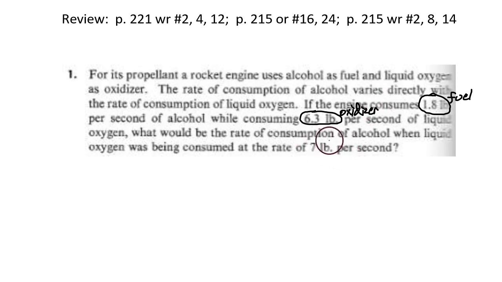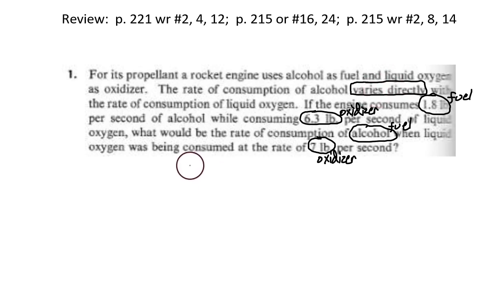We're asked, what is the rate of consumption of alcohol? So this is an unknown amount of fuel when our oxygen is consumed at a rate of 7 pounds. So this 7 pounds is a measure of our oxidizer. This problem says that the fuel and oxidizer vary directly. So as soon as we know they vary directly, we can create a proportion.